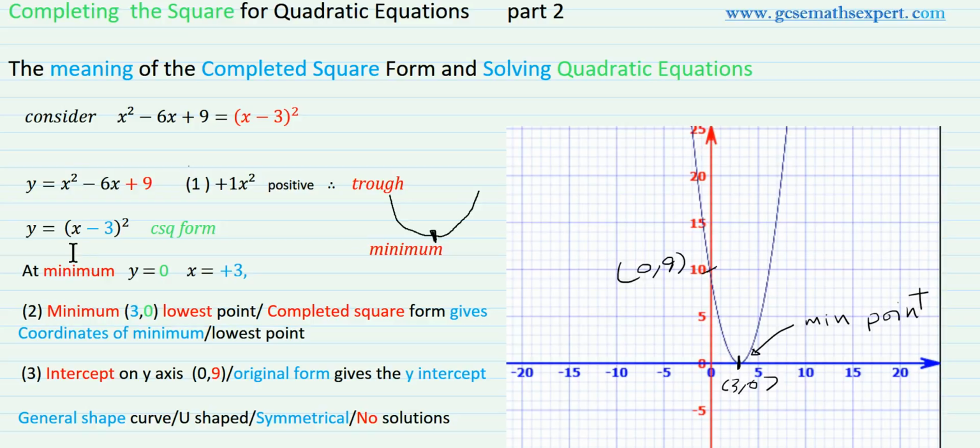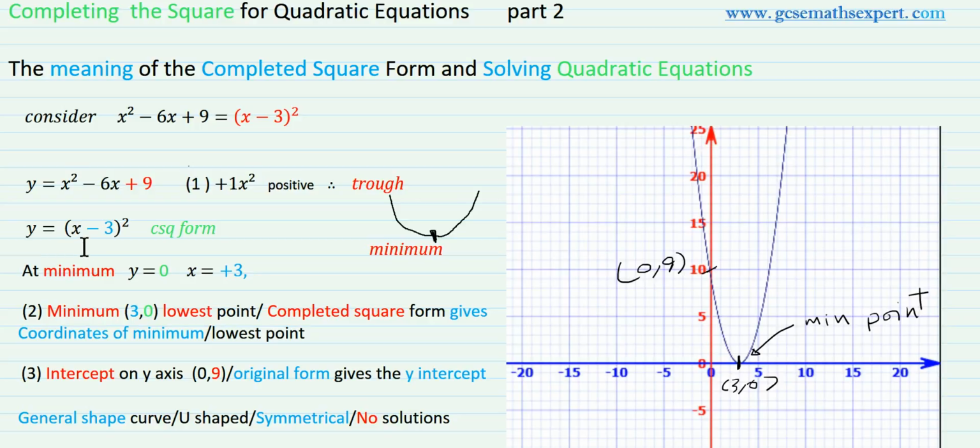Now again, the same quadratic can be written in its completed form, and it's this, x minus 3 all squared. Yeah, CSQ, completed square form. We can say that the minimum y for this curve is 0. It's touching the x-axis. Yeah, when y is equal to 0, x is equal to plus 3. Now how do we get that? Well, we can use the completed square form to find the minimum point.